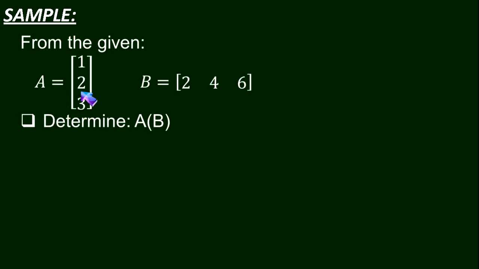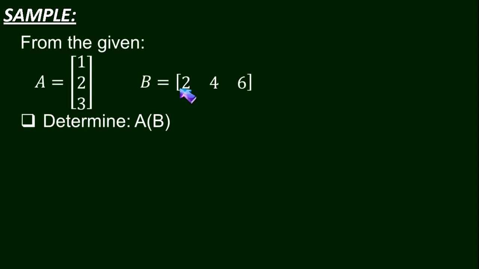So we have 1, 2, 3, 3 rows. We have 1, 2, 3, 3 columns. They are conformable. Since we have 1, 2, 3, 3 columns, and we have 1, 2, 3, 3 rows, so we can multiply these two matrices. So we have to determine A times B. So multiplication, you just have to multiply A and B.